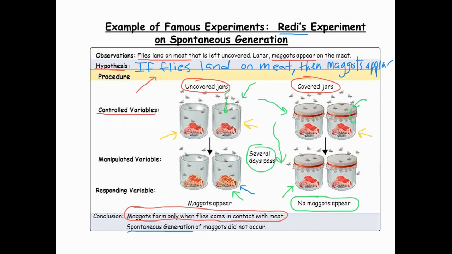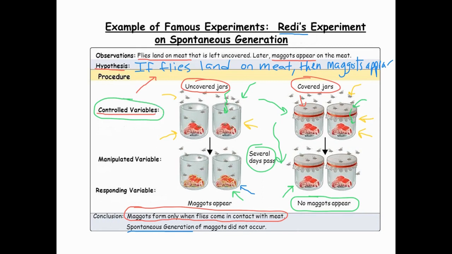Both groups of jars have to be at the same temperature. You can't put the covered jars out in the snow and then the uncovered jars inside your house. It's got to be the same temperature. Also, obviously, you need flies. You've got to have flies in both groups, even though the flies don't get into the meat on this one. Everything has to stay the same. The only thing that Redi changed was the covering. In one of the groups, he covered the jars, and the other one, he did not. Everything was kept exactly the same, and that's what's called controlled variables.